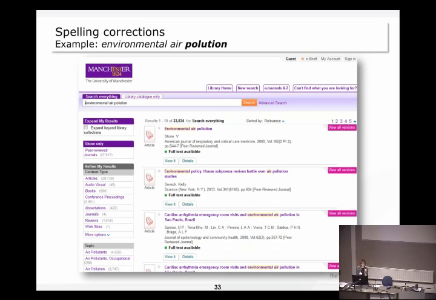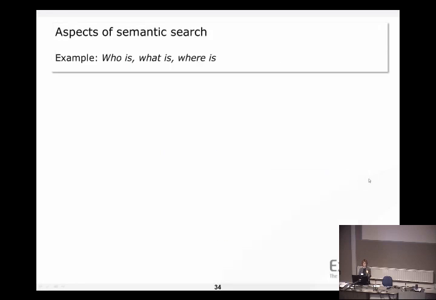We all make them when we type. I mean, some of us do more than others. Sometimes we call them typos. Sometimes we just don't know the spelling, especially if we're not native speakers. So we do use spelling correction. In this case, I looked for environmental air pollution and I spelled pollution wrong. I still get the item that I want.